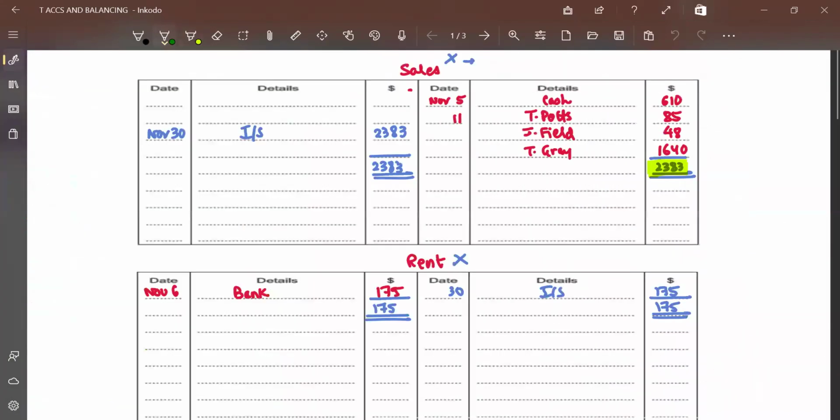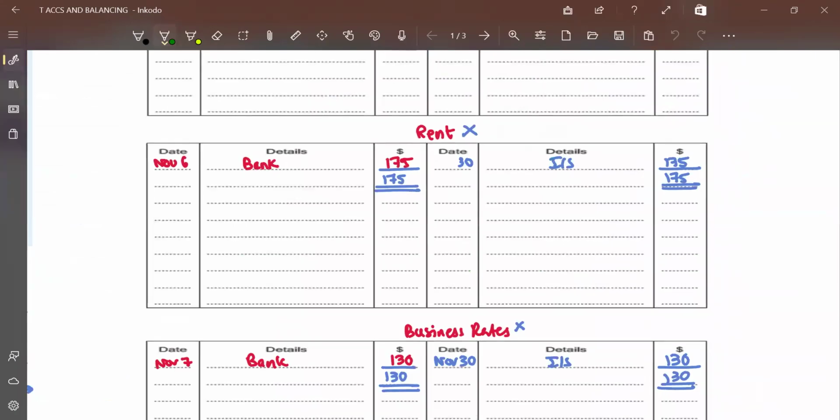The next T account is rent. The balance is not carried forward. However, you will have to post the total for rent, which is 175. 175 on the debit side, please. Okay.